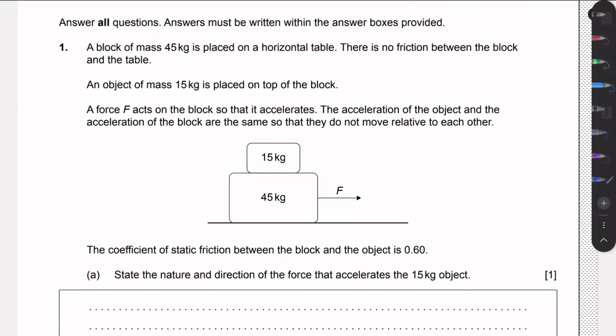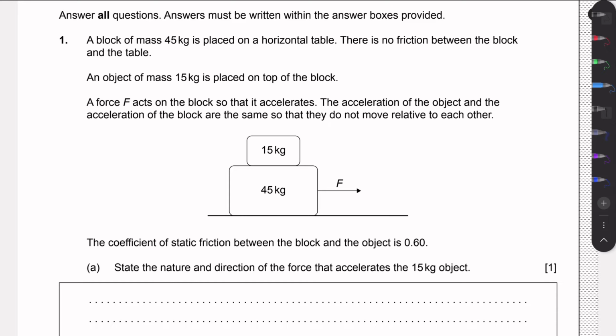So here we are going to solve the first question in the May 25 Specimen Paper 2. We are told that a block of mass 45 kilograms is on this horizontal table and we have no friction at this surface. And we have a 15 kilogram block on top of this big block, and this force F accelerates both blocks in such a way that these two blocks do not move relative to each other. We are also told that the coefficient of static friction between the block and the object is 0.6. So at this surface we have a coefficient of static friction of 0.6.